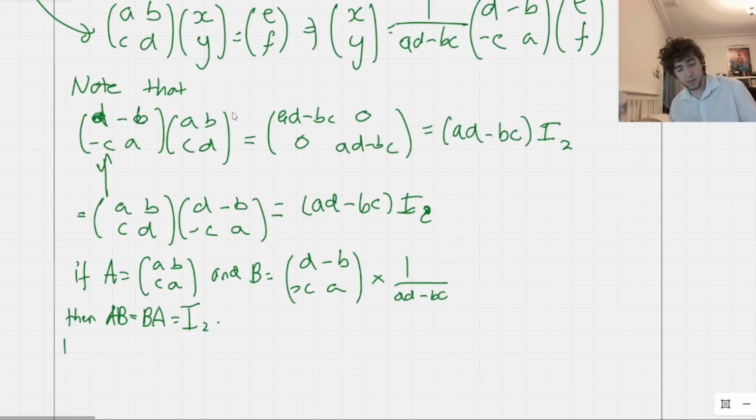Okay, now it's time to define the inverse of a matrix in general. Let A be a square matrix. A square matrix just means that it's an n by n matrix.